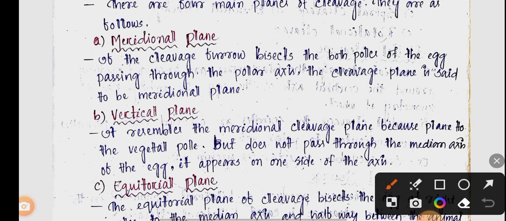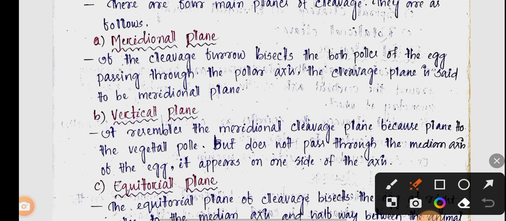When the cleavage furrow bisects both poles of the egg, passing through the polar axis, the cleavage plane is said to be the meridional plane. It is simple. The furrow bisects both poles of the egg passing through the polar axis. Then it is called the meridional plane.